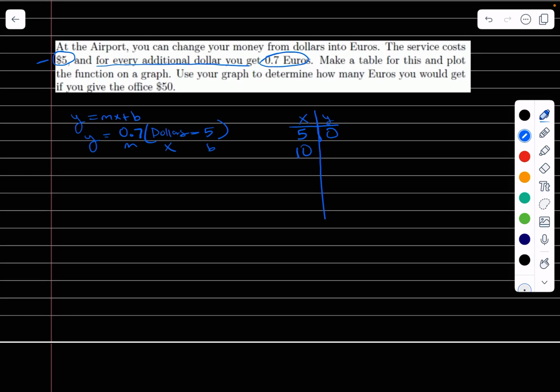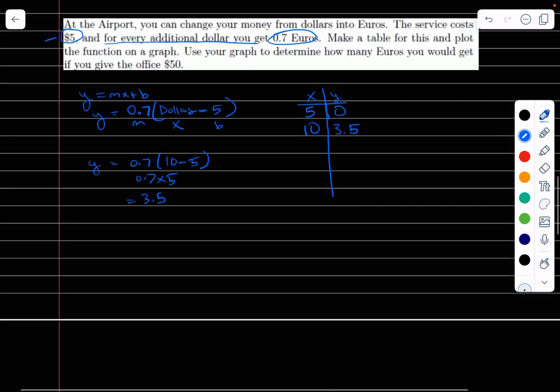So let's go 10. So y is equal to 0.7 times 10 minus 5. 0.7 times 5 is 3.5. Let's jump up a little. Let's go 20. y is equal to 0.7 times 20 minus 5. 20 minus 5 is 15. 15 times 0.7 is just 10.5.